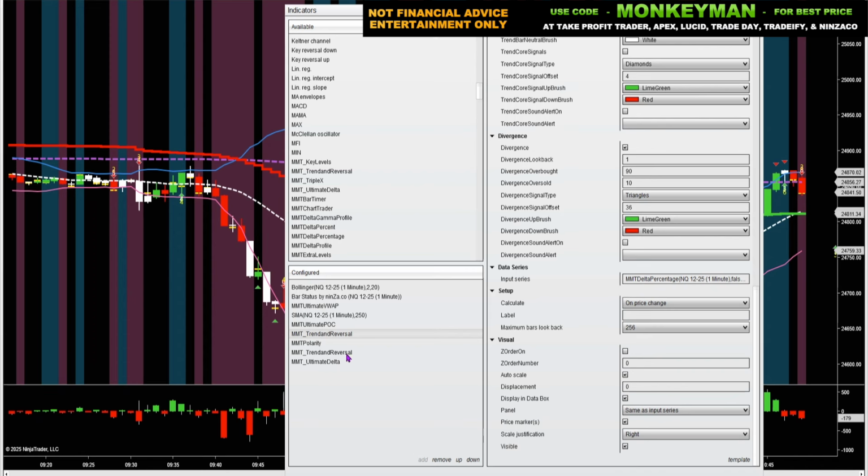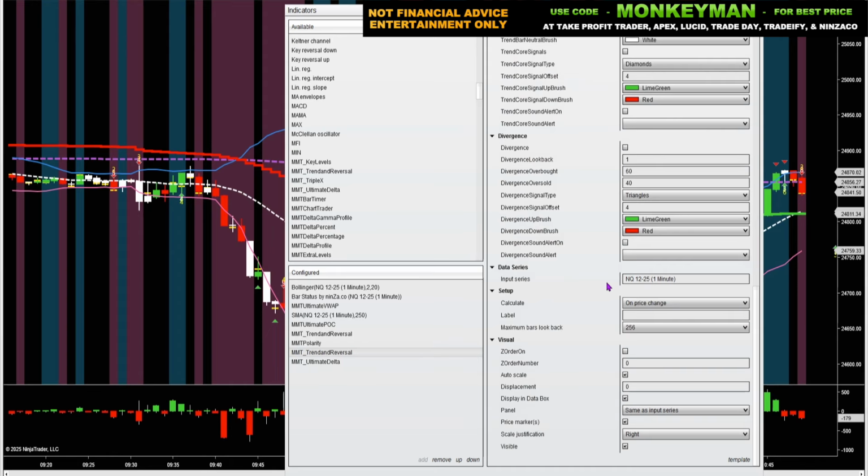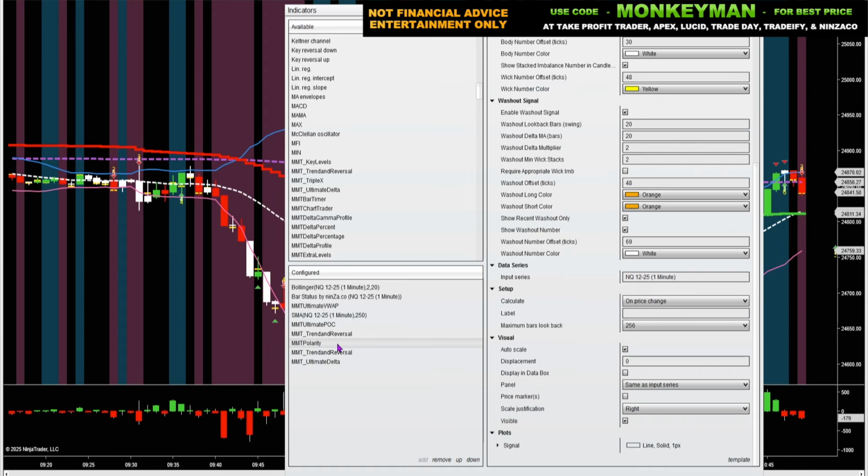I've also got another instance of the trend and reversal. And this has got the trend flow activated with the same settings, except it's painting the background, not the candles. And this is just based off of price. So I'm looking for congruences between the trend flow of price and the trend flow of the delta percentage. Then I've also got the MMT polarity on the chart. This has the stronger washout signal settings.